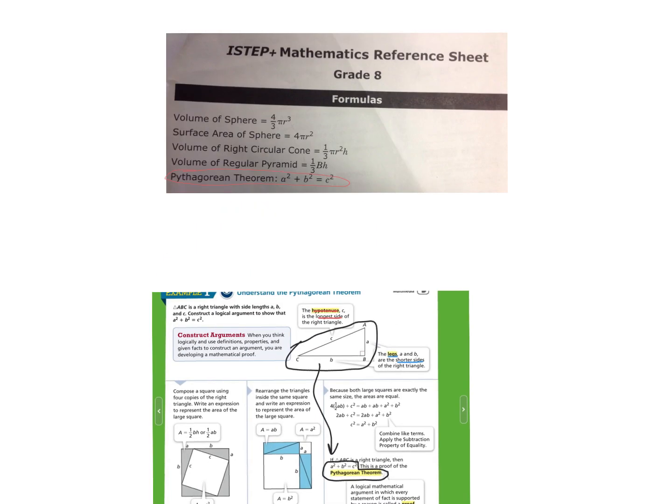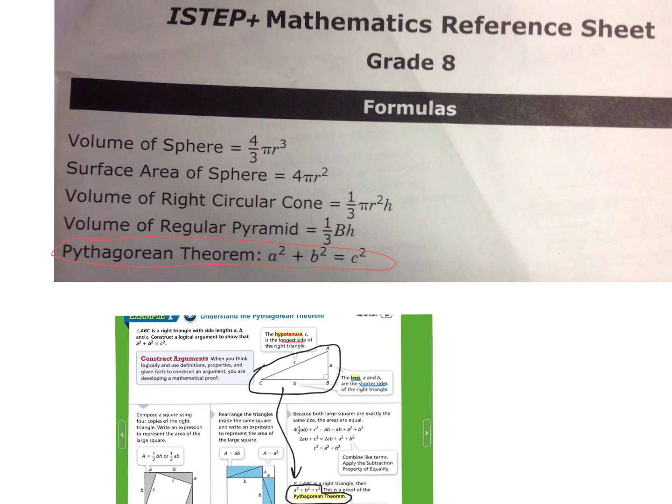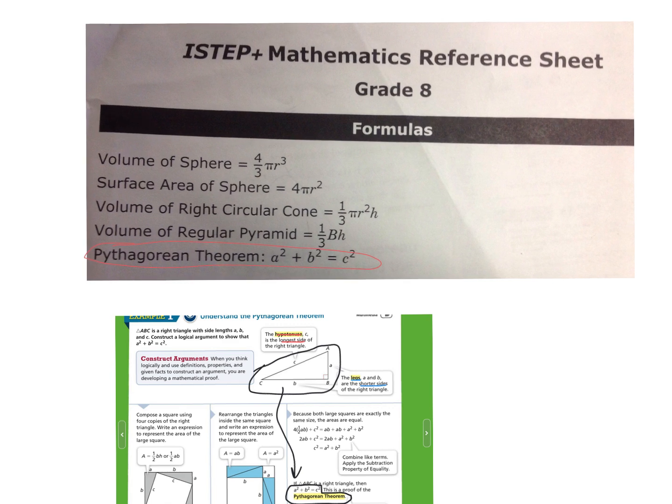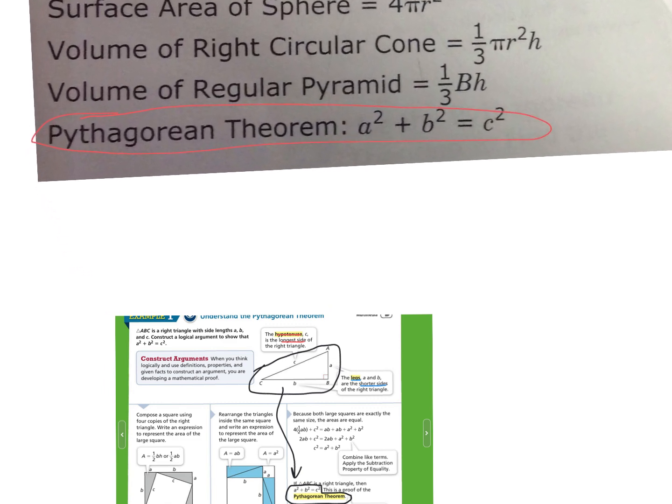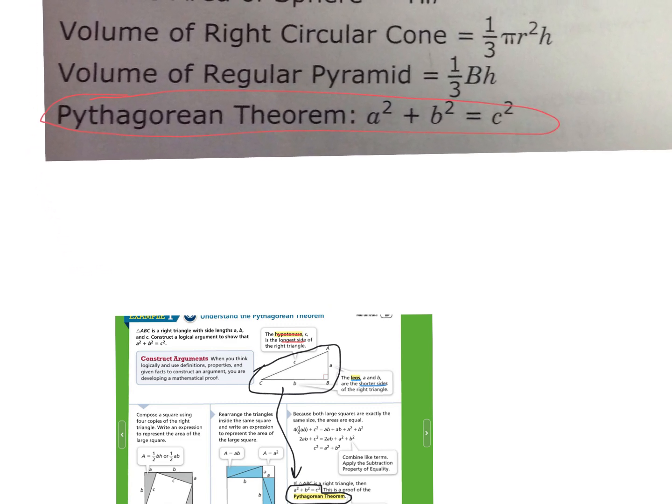This first thing I have on this slide actually goes back a little bit. It used to be iStep, now called iLearn. They had a reference sheet with a bunch of different formulas that they gave you. It's changed now. They don't give you a reference sheet. What they do instead is the Pythagorean theorem formula will be given to you if it's on a problem that you're going to need to use it on the iLearn.